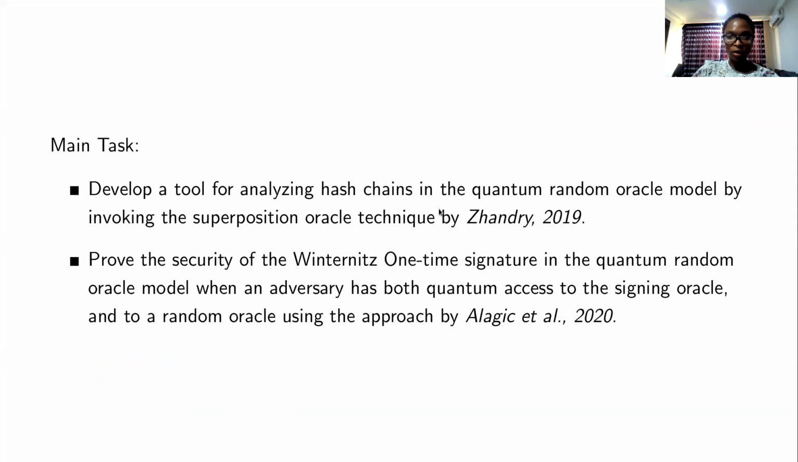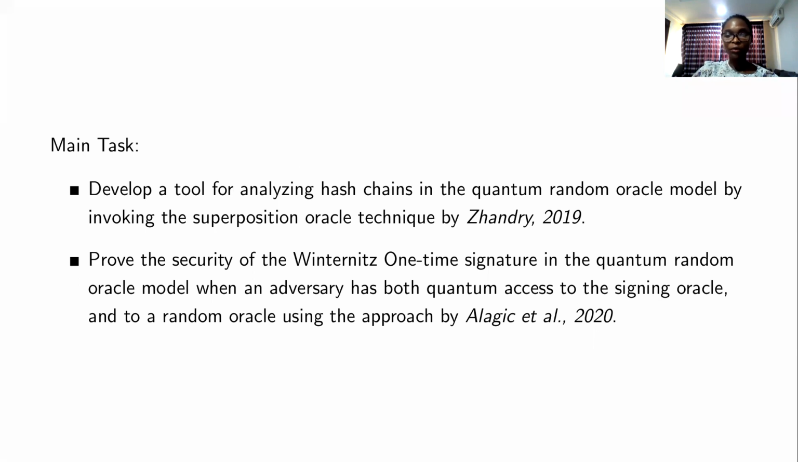The main goal of this talk is to describe how we develop a tool for analyzing hash chains in the quantum random oracle model using the superposition oracle technique by Zhandry. The second main goal is to prove the security of the Winternitz one-time signature in the quantum random oracle model, where an adversary has both access to the signing oracle and the random oracle. Here we will be using the approach by Alagic et al.